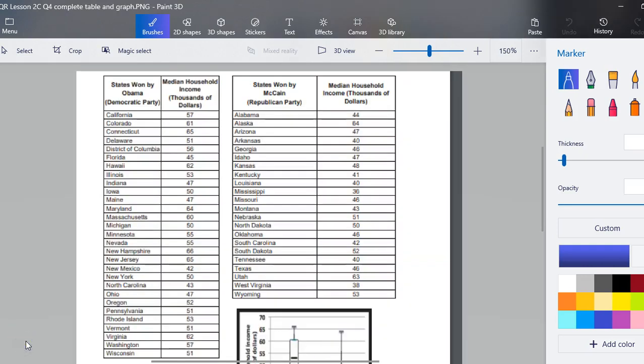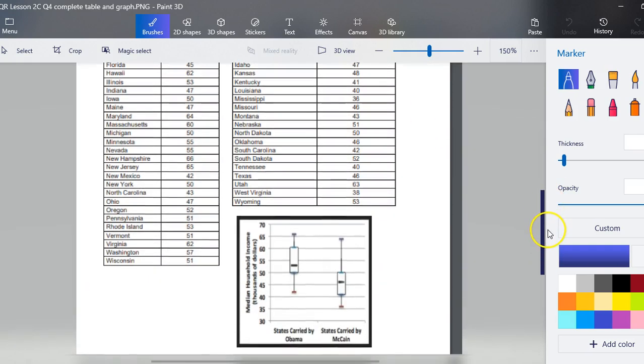So on this screen, I snipped it a little bit differently where I could get the tables and the box plots. The instructions on question 4 state that your assignment is to write at least 2 paragraphs, and you're going to compare and contrast the box plots. The box plots are down here at the bottom.